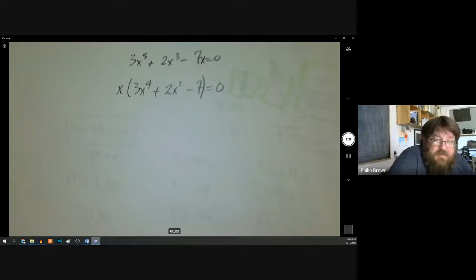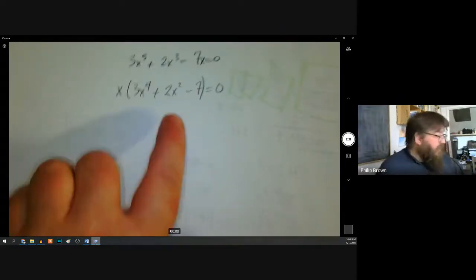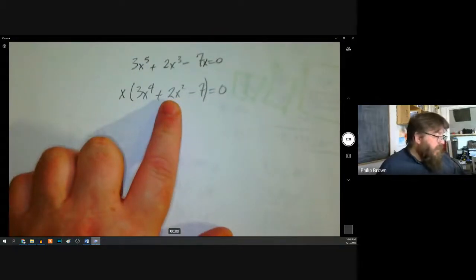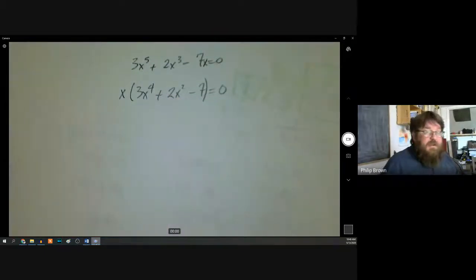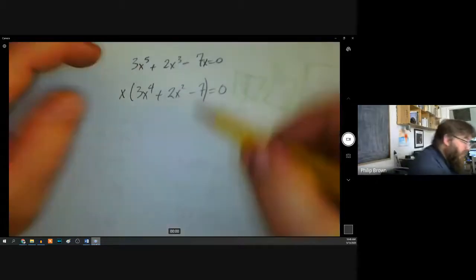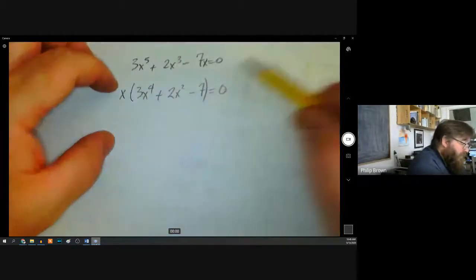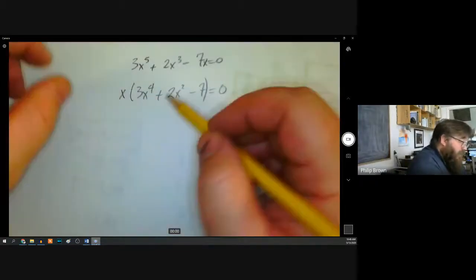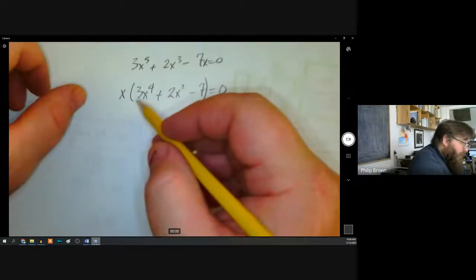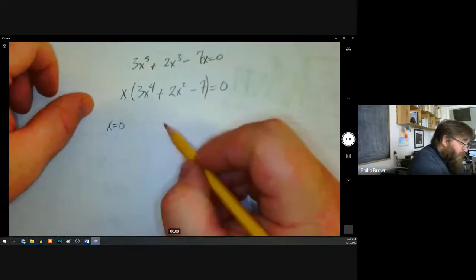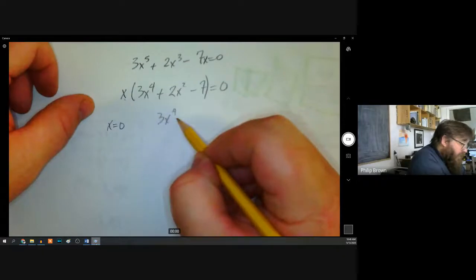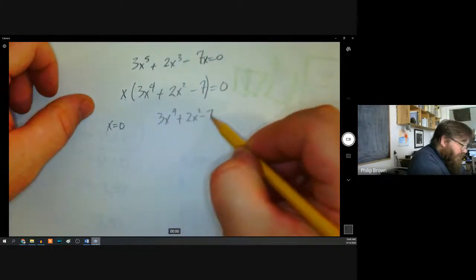All right, now, if this was a 4 instead of a 2, the whole thing would be factorable, but it's not. So this part right here, we're going to have to use U-Substitution. We're going to have to substitute. So here's what we got. We got x equals 0. We have 3x to the fourth plus 2x squared minus 7 equals 0.